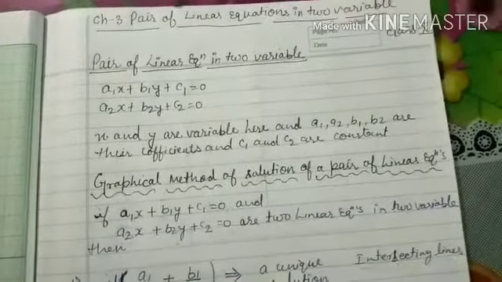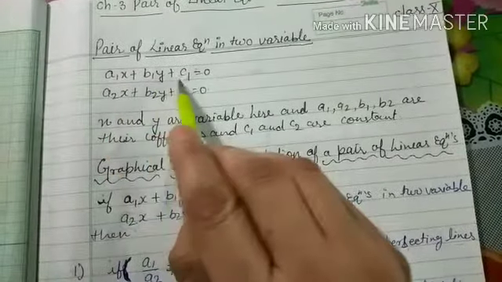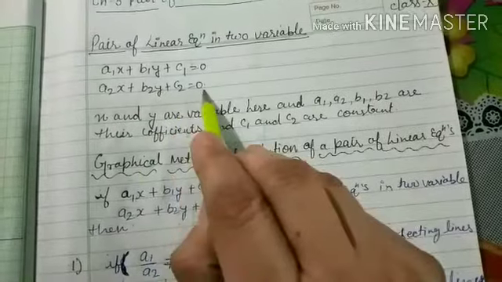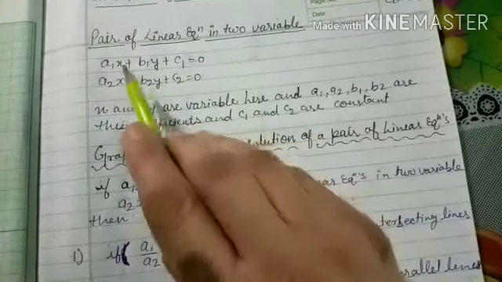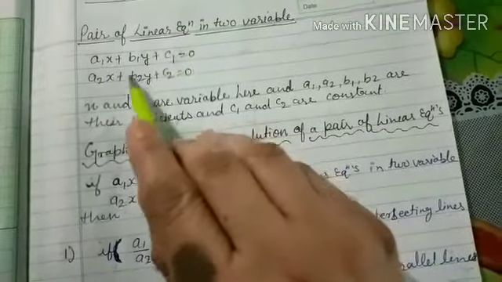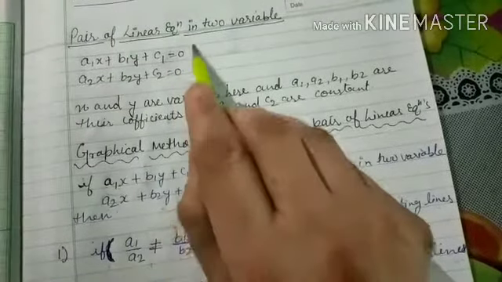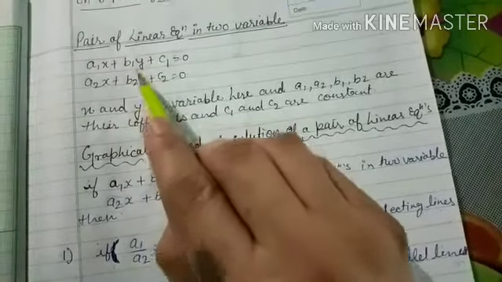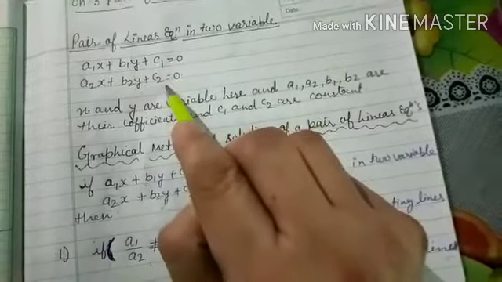Students, as we are doing chapter number 3, that is pair of linear equations in two variables. Today we have two linear equations: a1x plus b1y plus c1 is equal to 0, and a2x plus b2y plus c2 is equal to 0. Both are linear equations because the variables have only degree 1, and we have two variables here. So these are a pair of linear equations in two variables. Here a1, a2, b1, b2 are the coefficients of x and y, and c1, c2 are the constants.